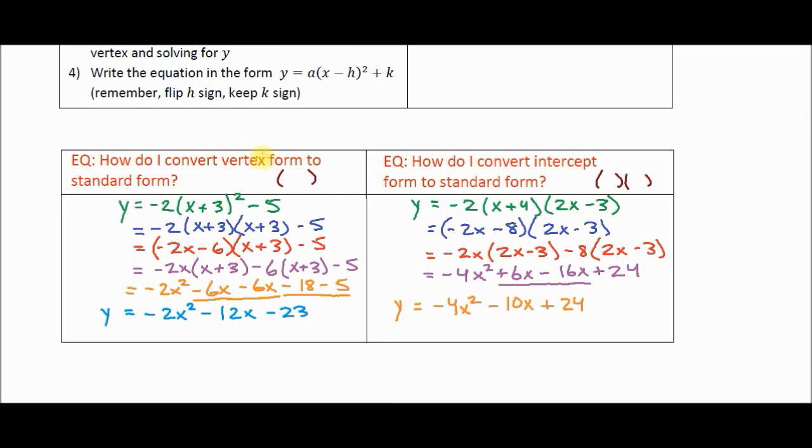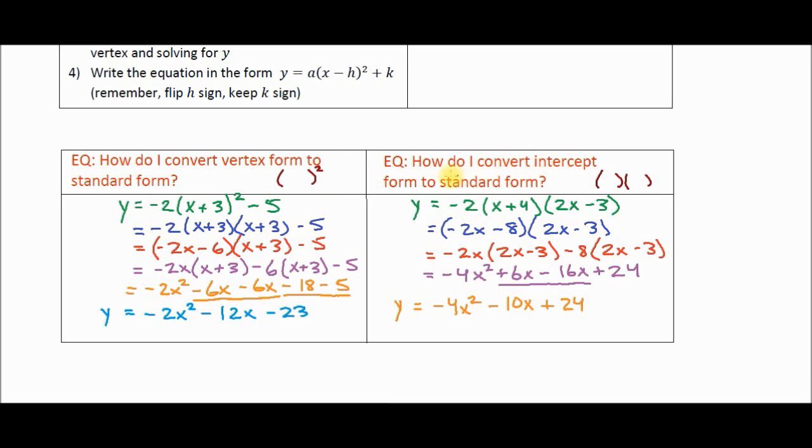How do I convert vertex form to standard form? And we did that just by distribution. And we made a little notation class that we can recognize vertex form because it has one set of parentheses. And actually, I probably want to add here in this section, it's going to have a parentheses squared. That's going to show you vertex form.